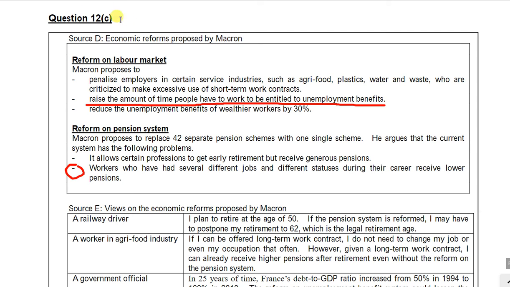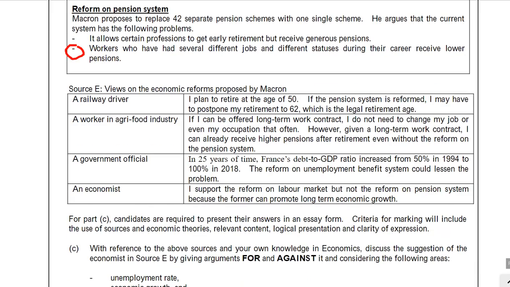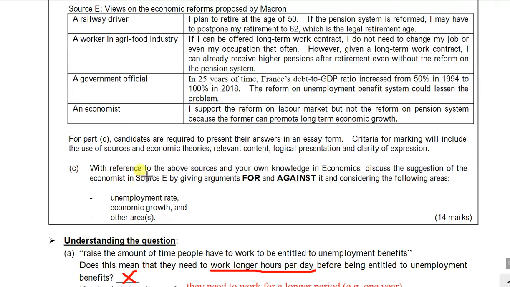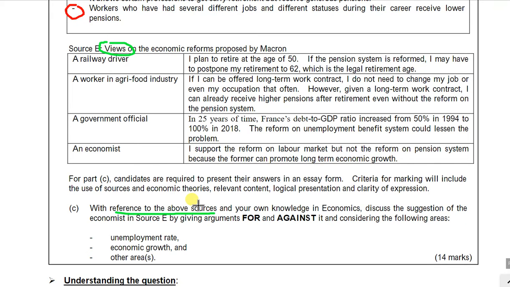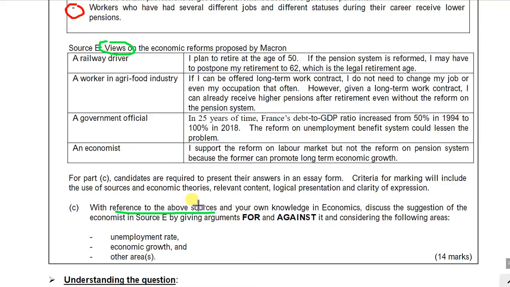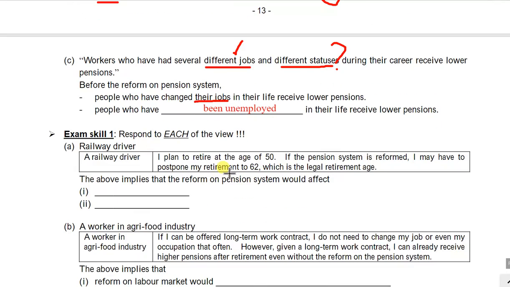Let me talk about the examination skills, how to answer the essay question. For all the essay questions, it will ask you to use the sources to answer, right? And in the sources, one of them probably will include the views of different individuals. Then the first examination skill that you must remember in your DSE is that you have to respond to each of the views.